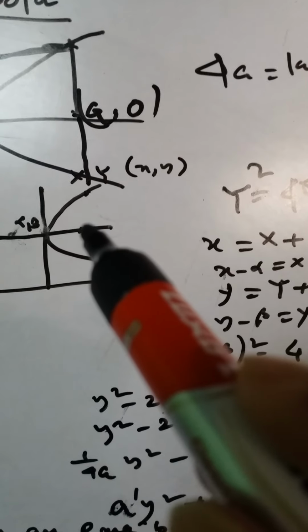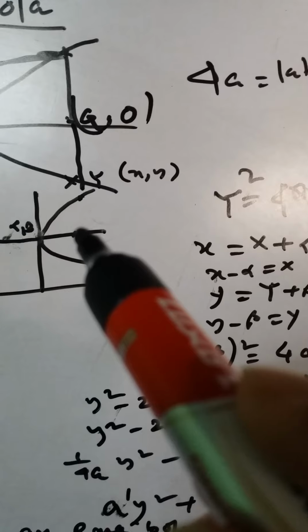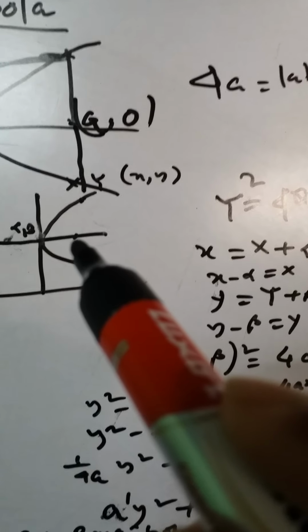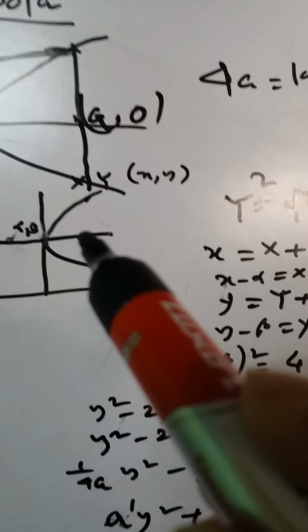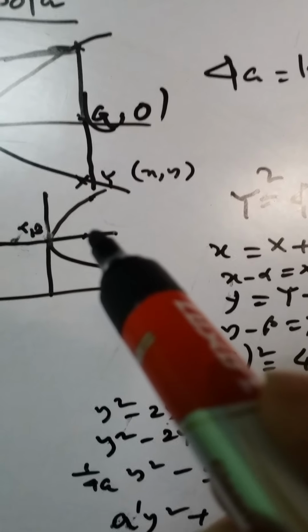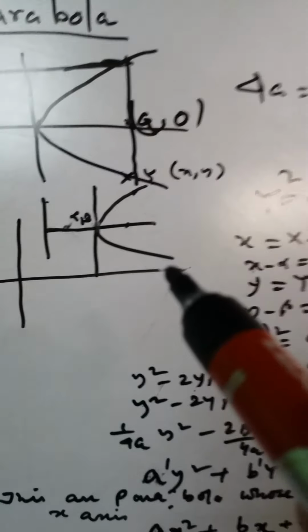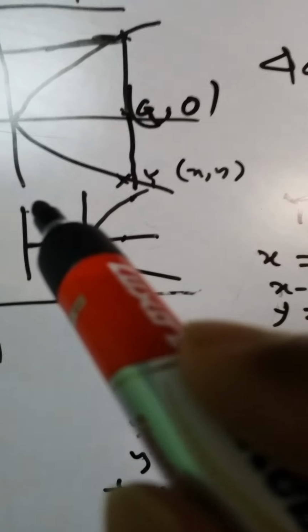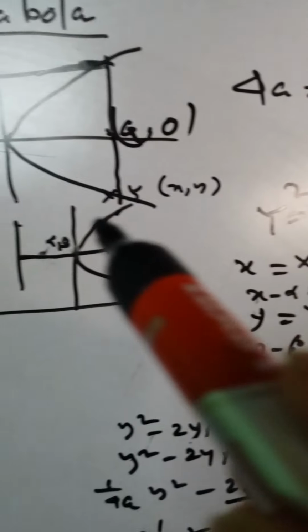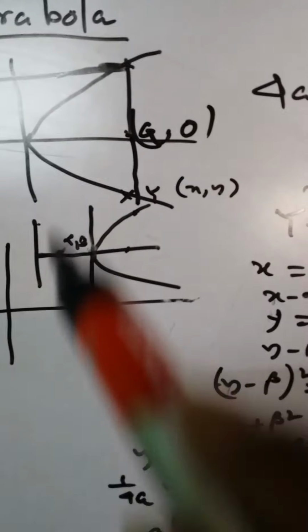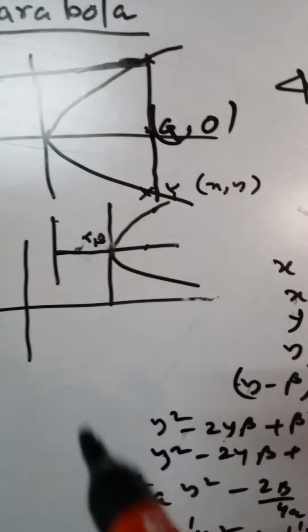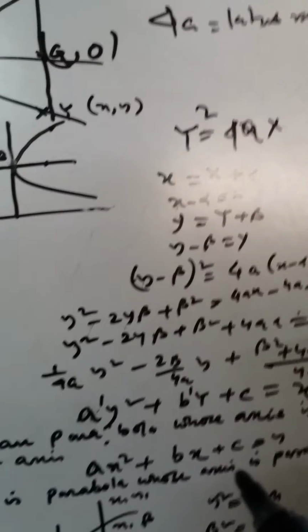Okay, and the coordinate of the focus is equal to (a plus alpha, beta), and the directrix is capital X plus a equal to 0. Put capital X equal to x minus alpha, then you get the equation of the directrix.